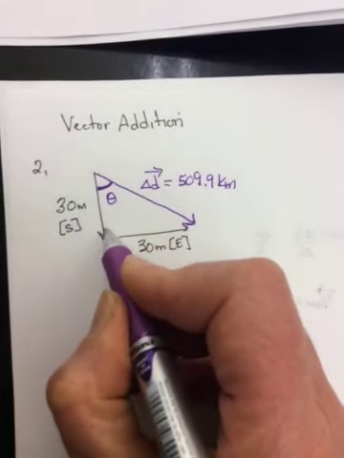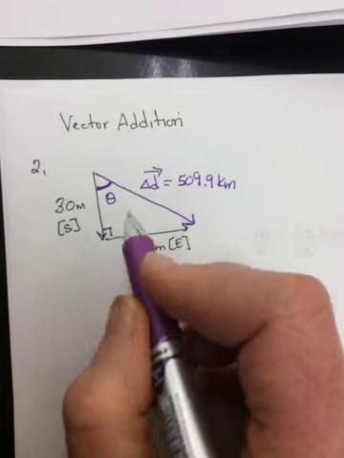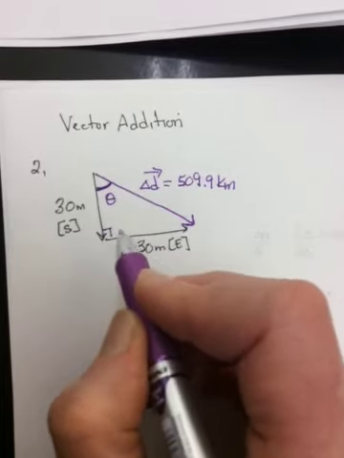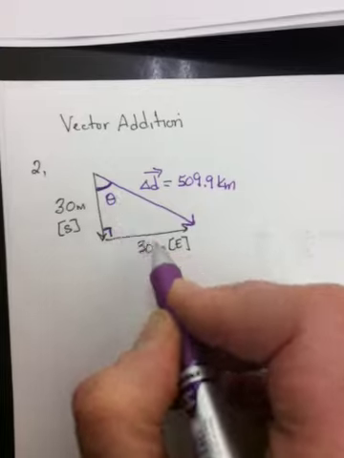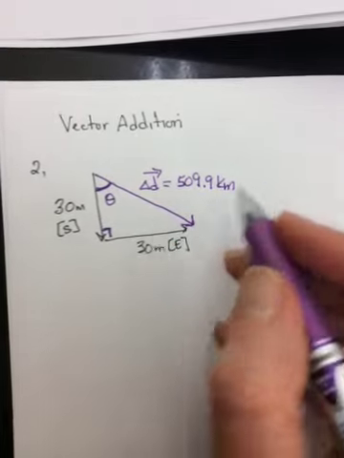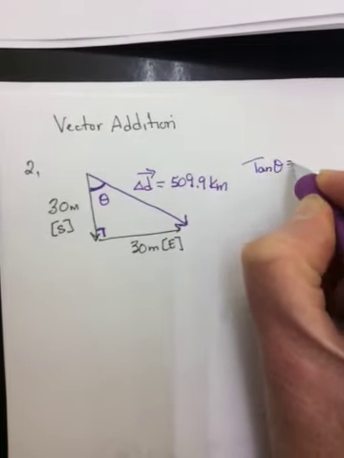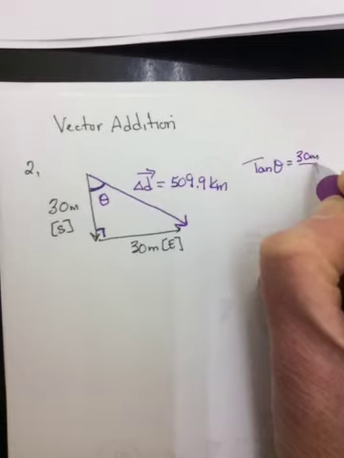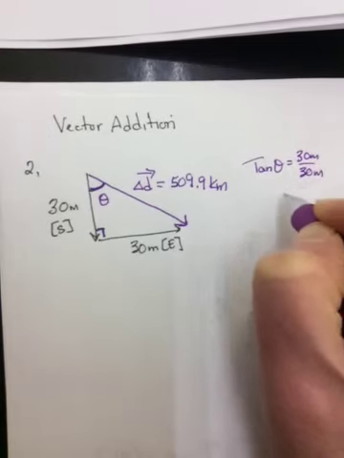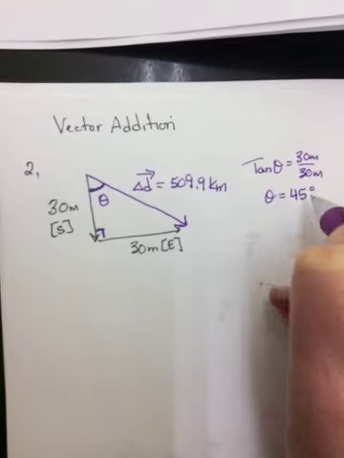And some of you right away recognize that it's going to be 45 degrees because this is an isosceles right triangle. The two legs are the same. This is 90. And so the two angles opposite the legs have to be equal. If you don't recognize it as that, don't stress. Just do tan theta is equal to 30 meters over 30 meters, which is tan theta is equal to 1. Do the inverse tan and get 45 degrees.